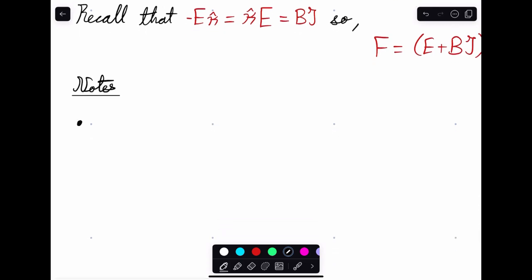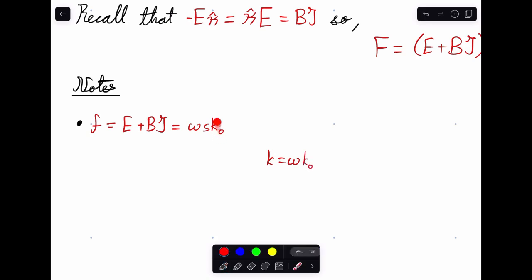The first is that F was equal to E plus BI. Then F is the canonical bivector. And in the last video, we showed that it was equal to W S K naught, where this S is a relative space-like vector, so it squares to a negative number. This is just the magnitude of K. So you have that K equals this. So this K naught here has no magnitude. It's just a nilpotent vector with no magnitude.